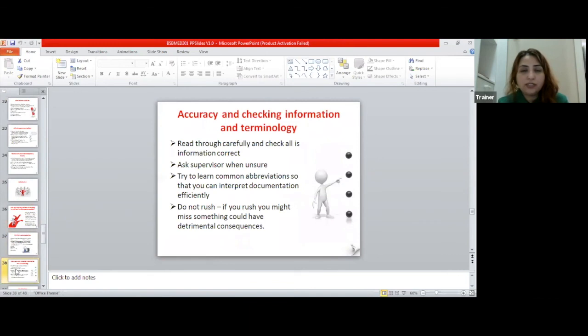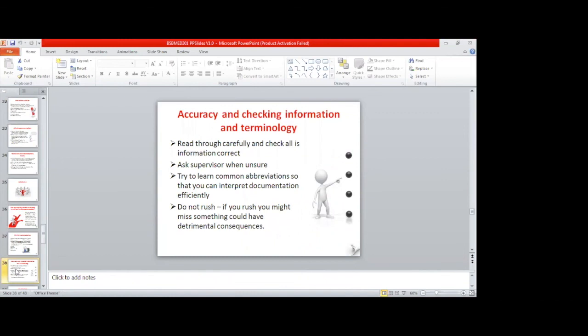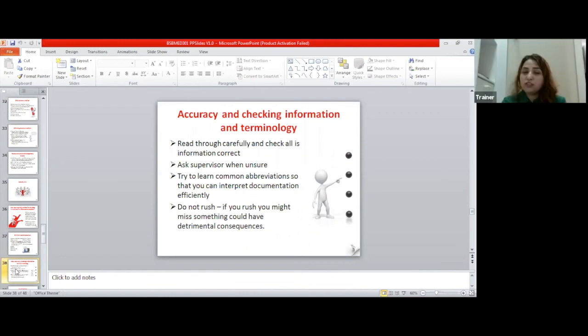Accuracy and checking information: read it carefully. Ask if you're unsure. Try to learn common abbreviations so it gets easier and easier for you to interpret the documentation. Do not rush. If you rush, you might miss something. You might make a mistake.